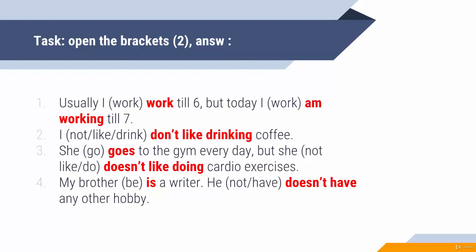Number 3. She goes to the gym every day, but she doesn't like doing cardio exercises. Every day, present simple. But she doesn't like, again in general, she doesn't like plus verb plus ing. She doesn't like doing cardio exercises. My brother is a writer, in general. He doesn't have any other hobby, in general.